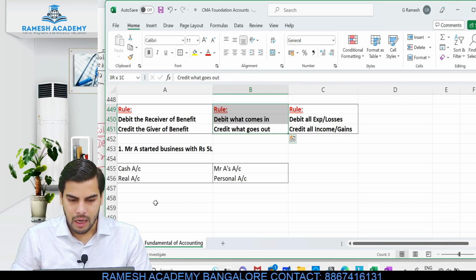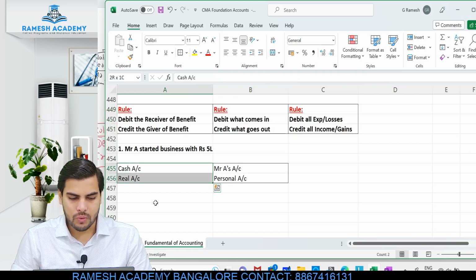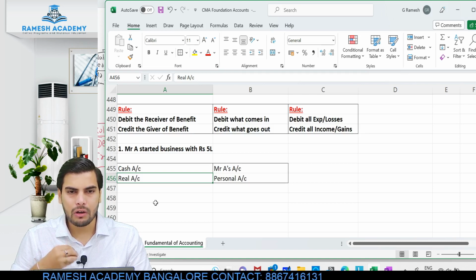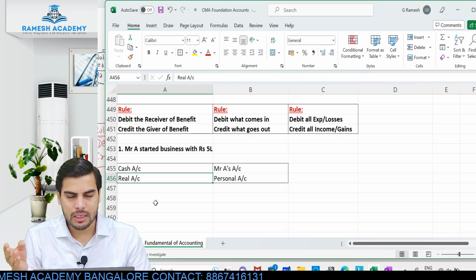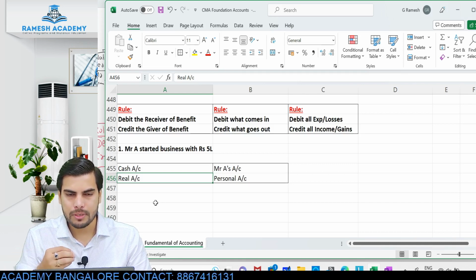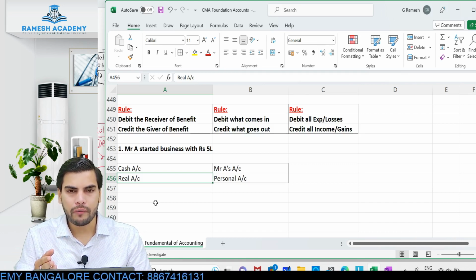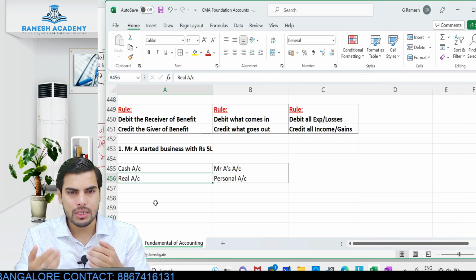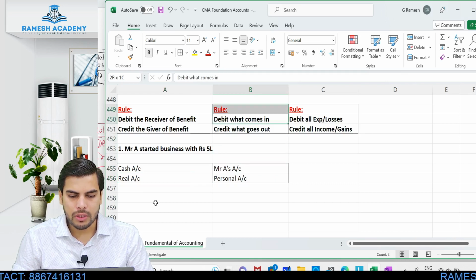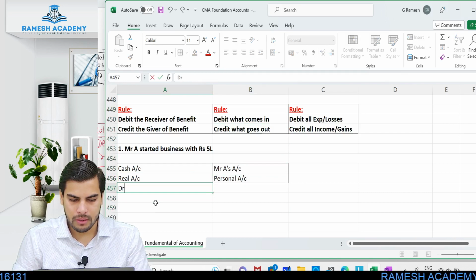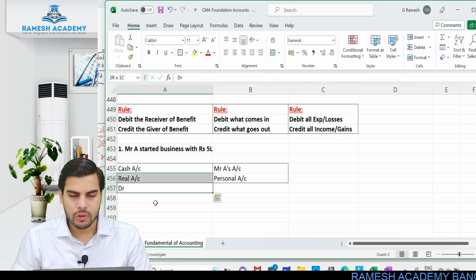Clear? Okay, so for the business, what do you think, this cash, is it coming in or is it going out? When Mr. A is giving 5 lakh rupees towards the business, he is contributing 5 lakh rupees to the business. When you look from the point of view of the business, is the cash coming in or going out? Yes, the cash is coming in, right? So according to the rule, whatever comes into the business, we just need to debit it. Debit what comes in, credit what goes out. So this cash is coming into the business, therefore we'll be debiting it.